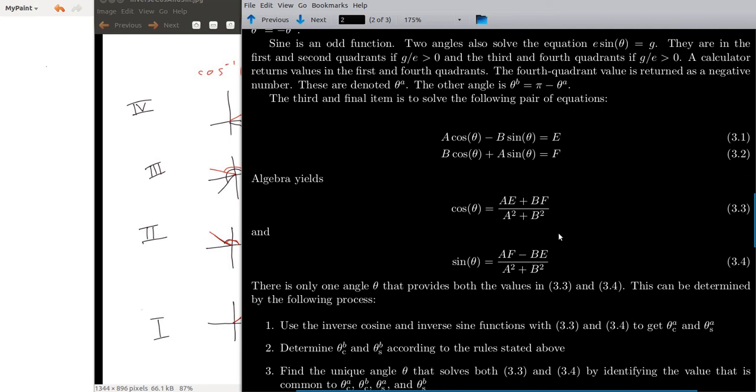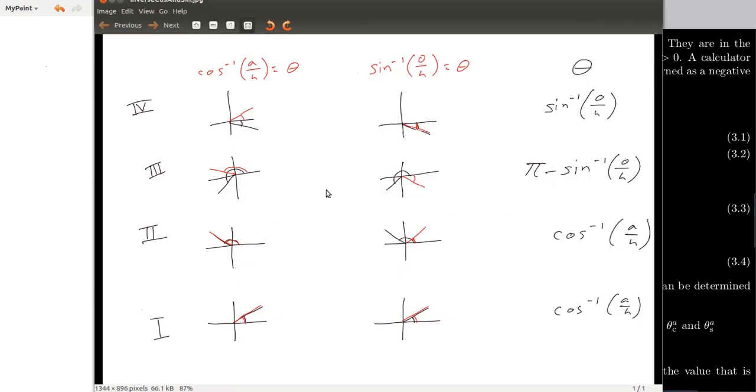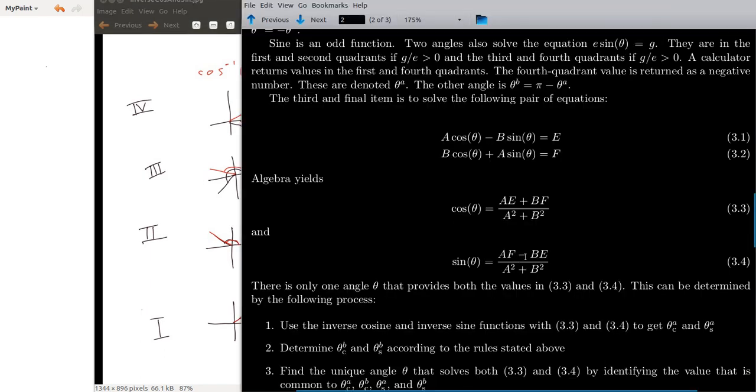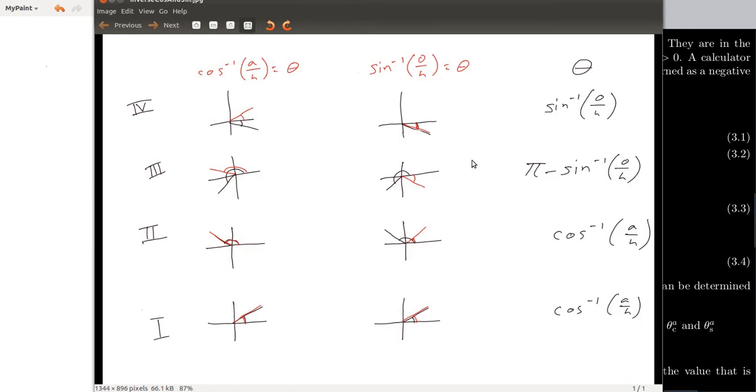So for example, say this number here is positive and this number here is negative. Well, for cosine theta of a positive number, the inverse cosine is going to give you a value in the first quadrant. So that means that the actual angle is either in the fourth or the first quadrant. And I said that this number here is negative, so for sine theta being negative, the inverse sine is going to give you a value in the fourth quadrant. So that means the actual angle is either in the first or the fourth quadrant.